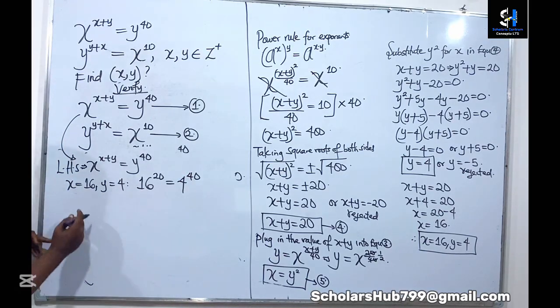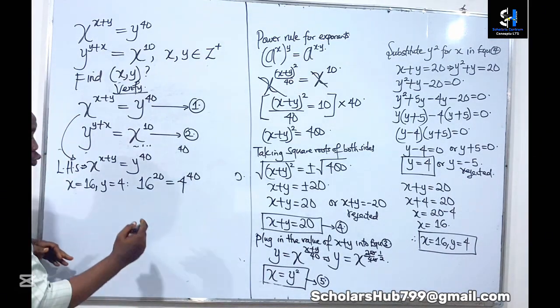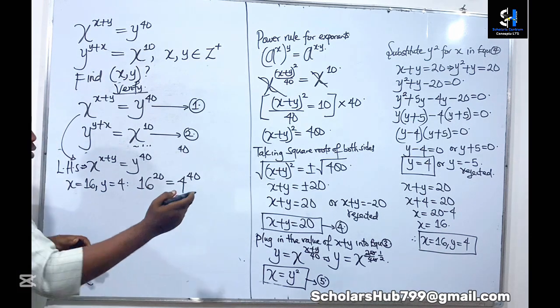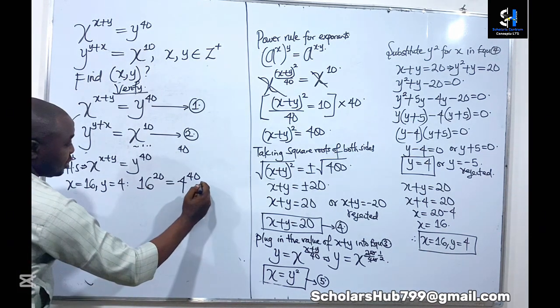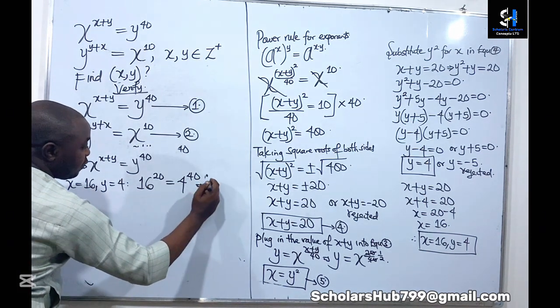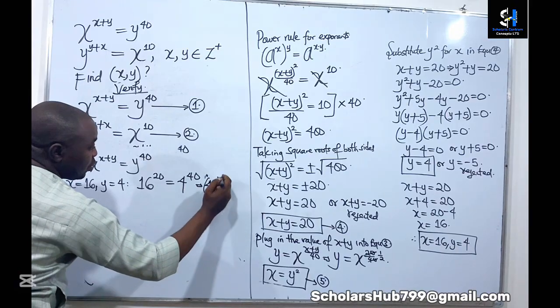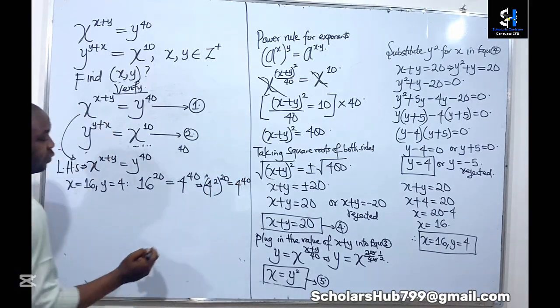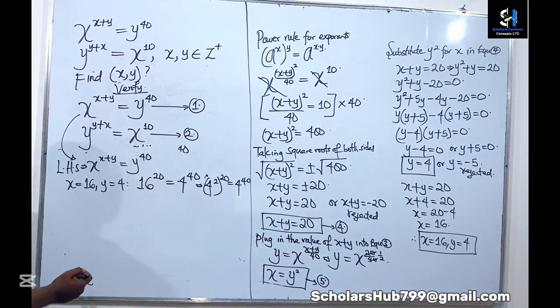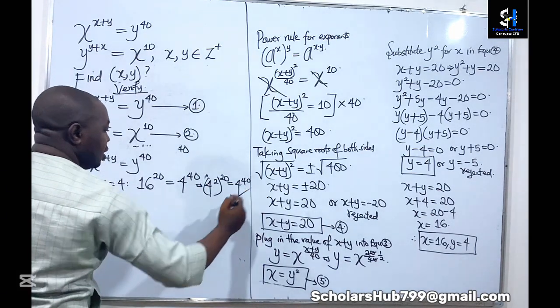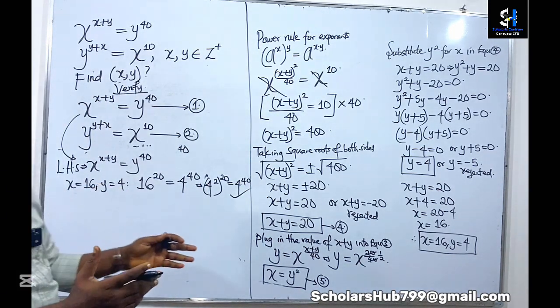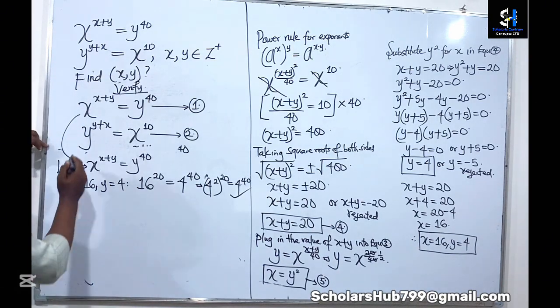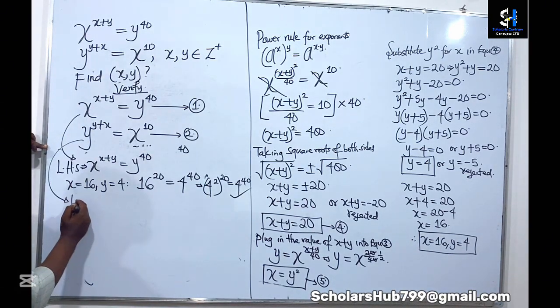Then I can write 16 in terms of base 4 as 4 raised to the power of 2. So in this case, this will be 4 raised to the power of 2, raised to the 20th power, then 4 raised to the power of 40. When we multiply the powers, we have 4 raised to the power of 40 on both sides.